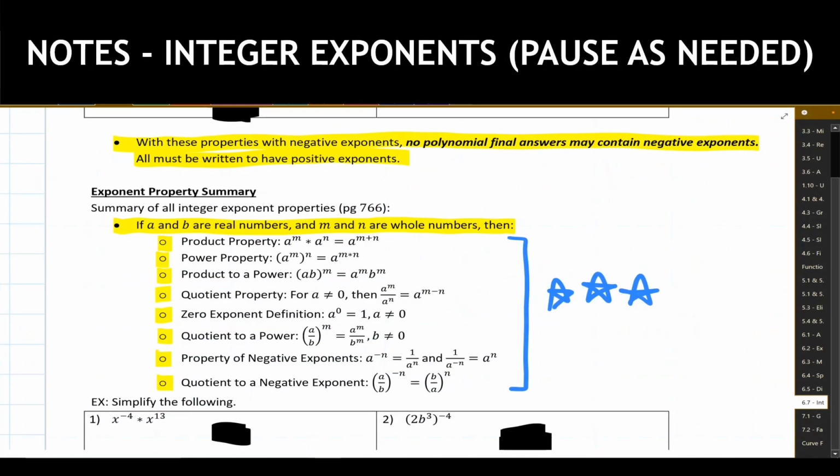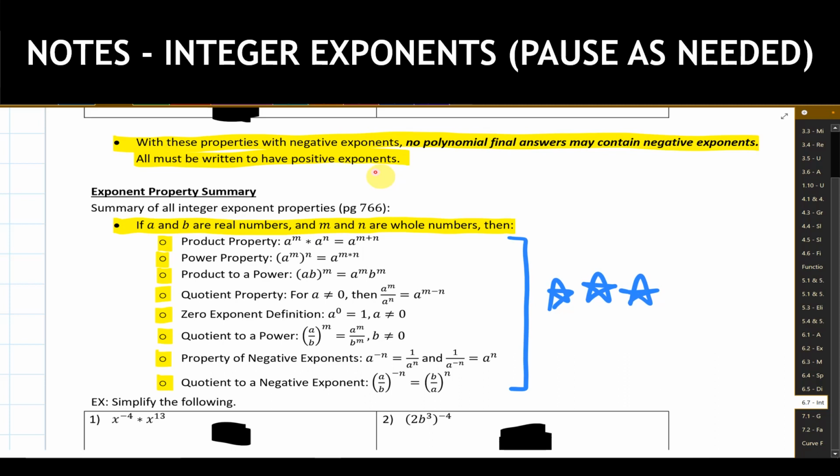So bringing things back to our notes, we're moving a little bit farther down the notes we have. With these properties with negative exponents, this means that no polynomial final answer that we have may contain negative exponents. It's a really fancy way of saying all of our answers need to only have positive exponents moving forward from here. So this goes on all of the homework, on all of the tests, on all the exams you might be given, everything with positive exponents.